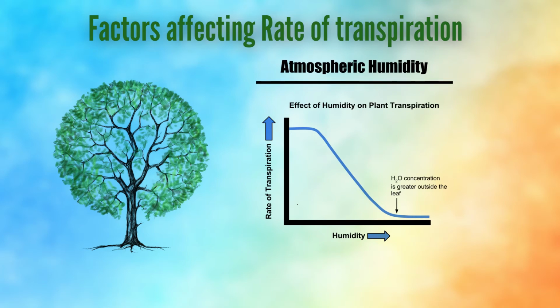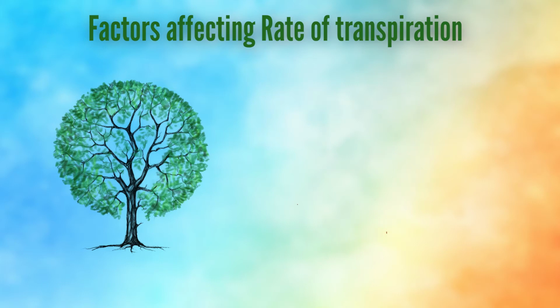Second is atmospheric humidity. Humidity has an inverse relation with transpiration. When the relative humidity is high, the rate of transpiration is low. This is because when the atmosphere is saturated with water vapor, the diffusion of water vapor from the leaf is restricted. So, the more the humidity, the less the transpiration rate. Wind velocity.